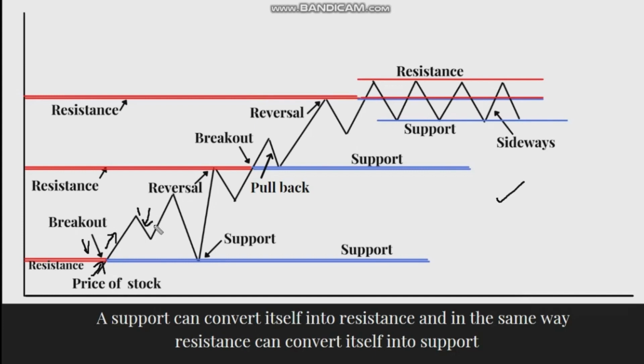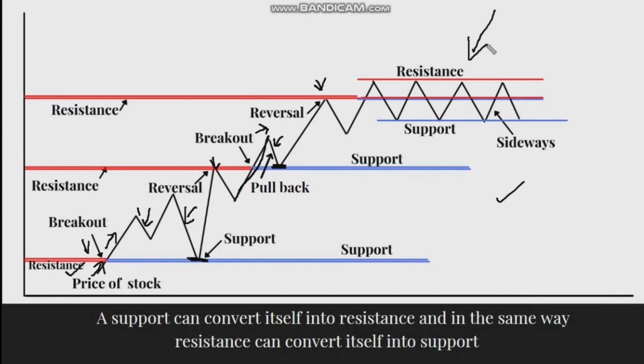Now there is a pullback which has happened, and there is another pullback, and it has taken support on the same line which was resistance before, and again it went up, took a reversal from here, and then successfully again gave a breakout. In this situation it took a pullback again, and then took the next support here and gave a reversal, price action took the reversal here, and then the market started going sideways.